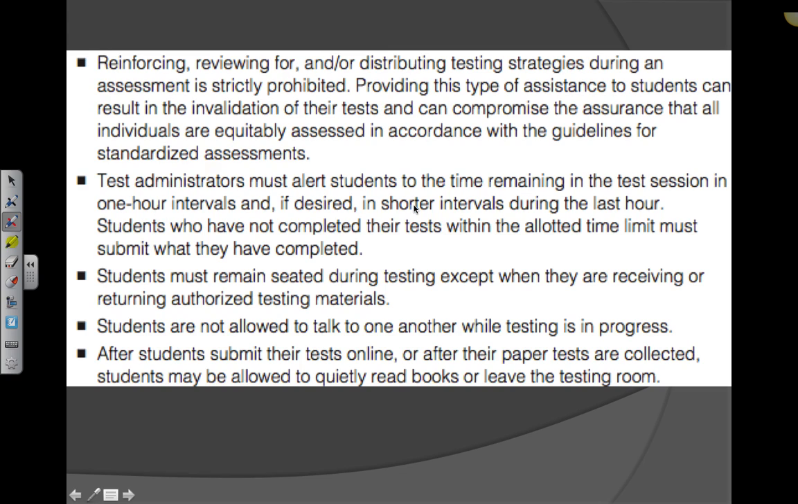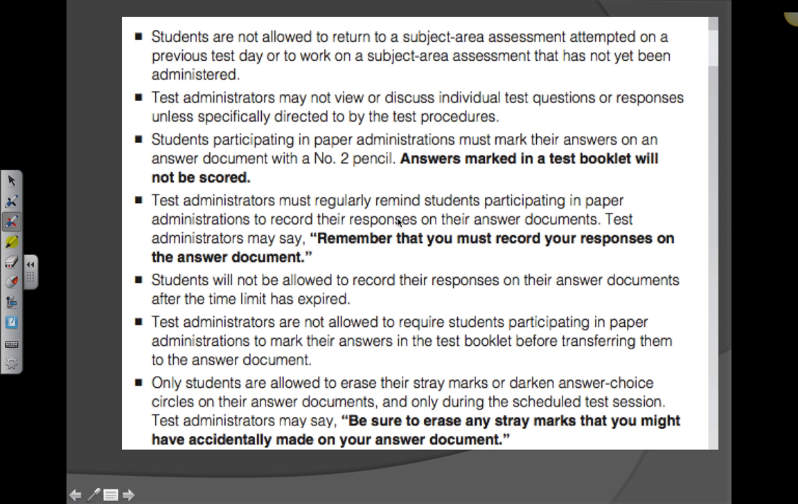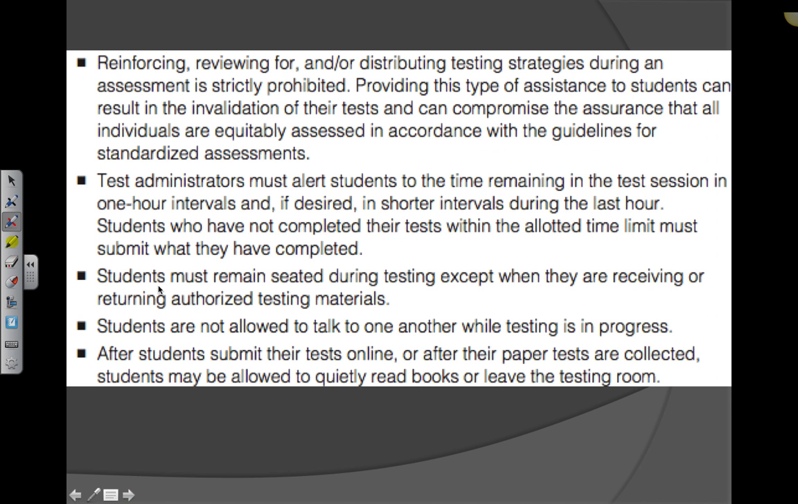You must alert the students of how much time they have left, so you're going to let them know in 1 hour intervals. You can write that on the board and say that aloud, and then if desired in shorter intervals, which I would definitely recommend once it gets past an hour: 30 minutes, 20 minutes, 10 minutes, 5 minutes, and then a minute countdown. And remind them, going back to that statement, to be sure to erase any stray marks, and remember that you must record your responses on the answer document.